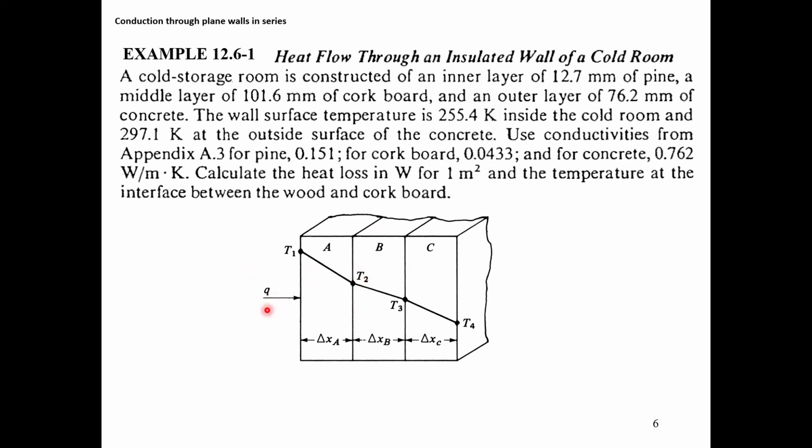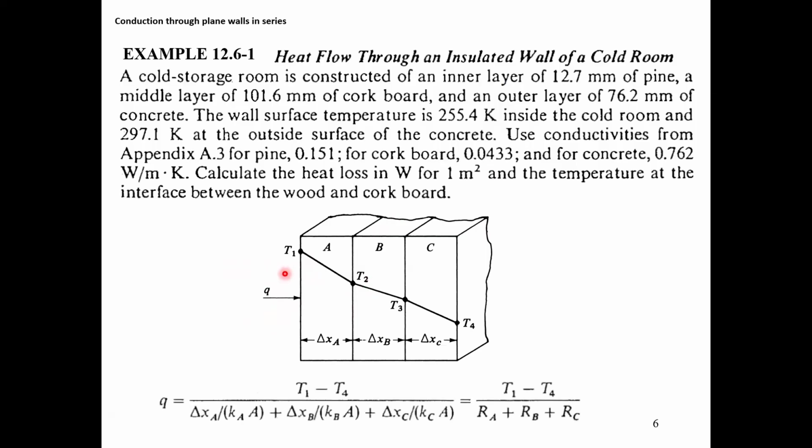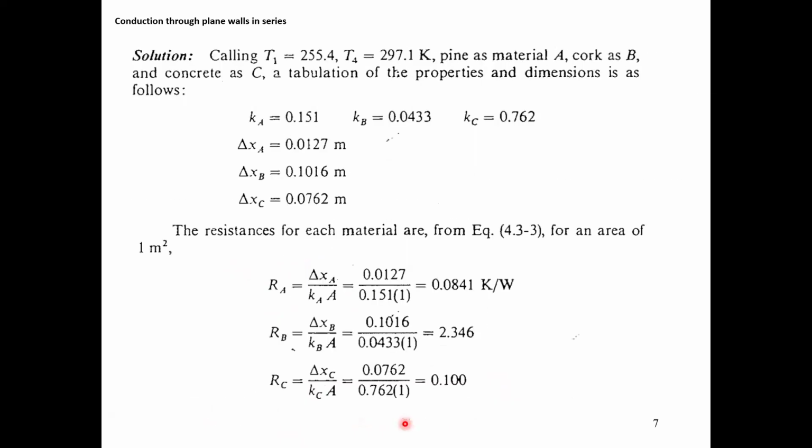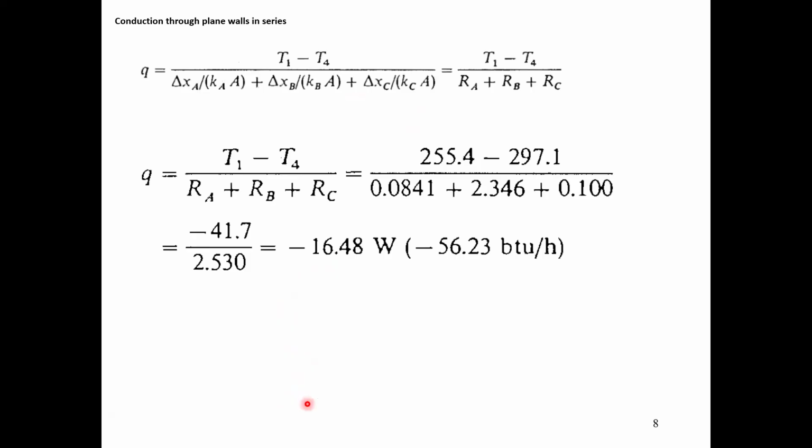Our first goal is to calculate Q. This is the formula that I will be using, and everything is given. What you see in this formula, everything is given, so you just have to calculate one term at a time. We have listed all the givens over here, and now you calculate the resistances, all three of them, and substitute them into the bigger formula to calculate Q.